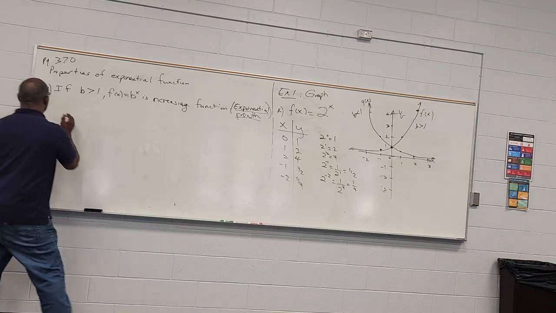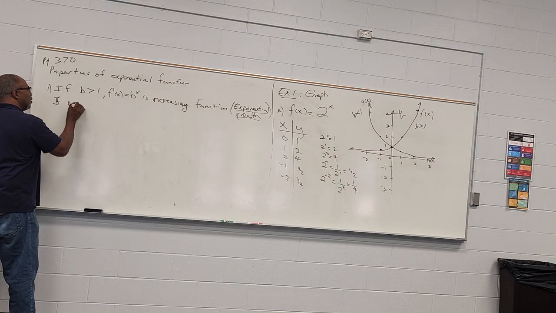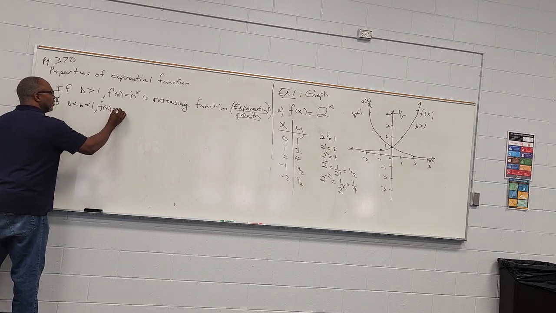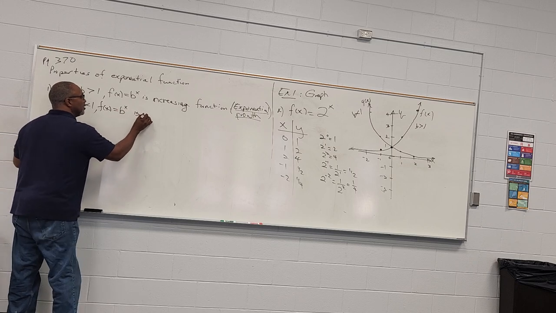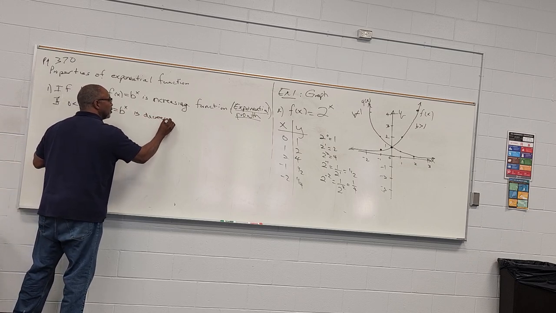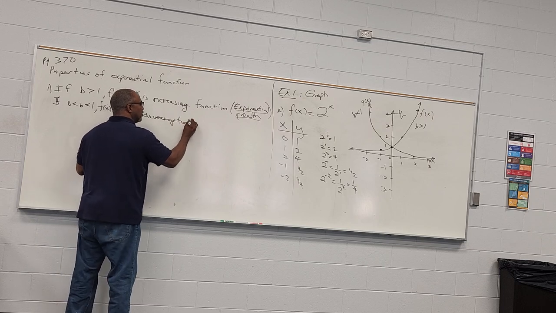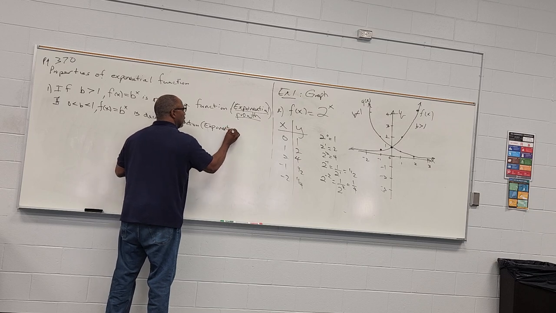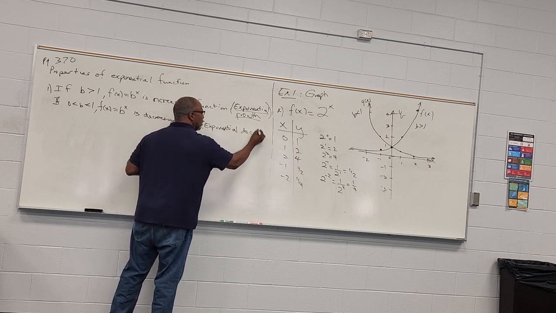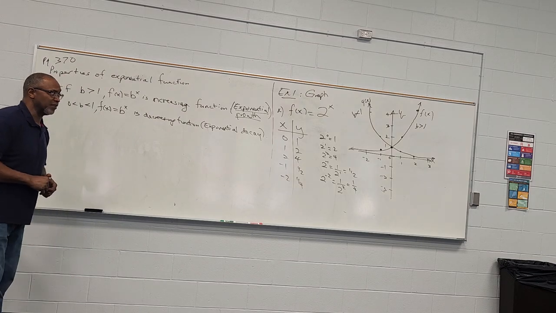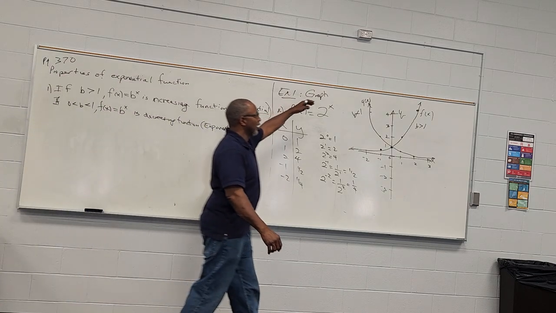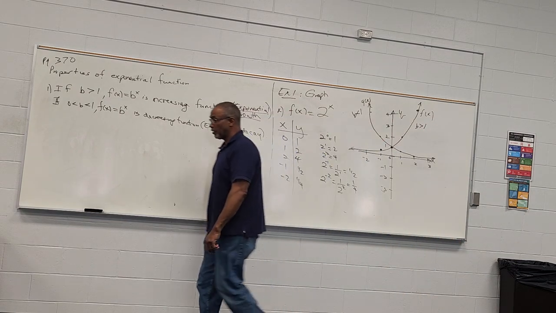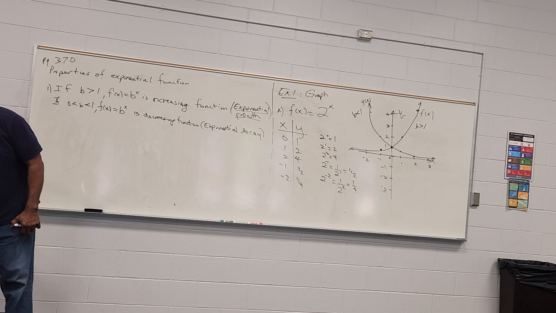If b has to be greater than 0 but less than 1, right? F of x equals b to the x is decreasing, a decreasing function. That's an example of exponential decay. That's this thing. You start off at infinity, you go to 0. Okay? That's exponential decay.